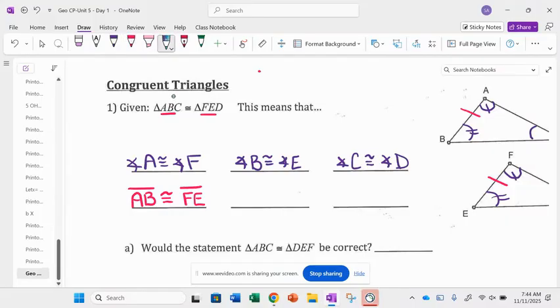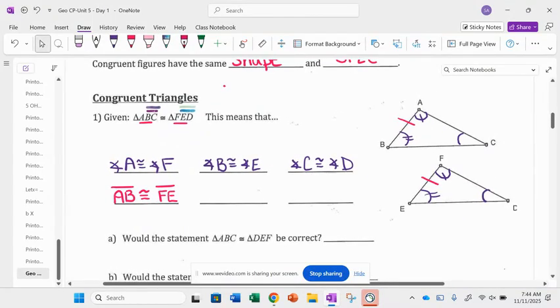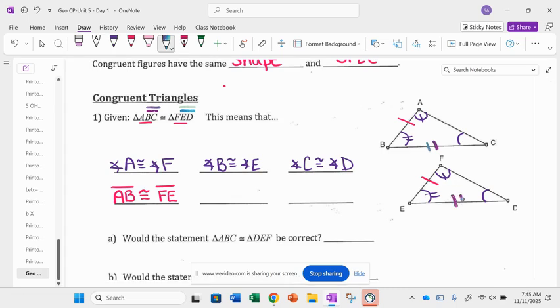And then we have, see how BC is then written and ED is then written? So that means BC will correspond to ED. So BC will be congruent to ED. And then the last pairing is your first and last letter. So AC and FD will be congruent.